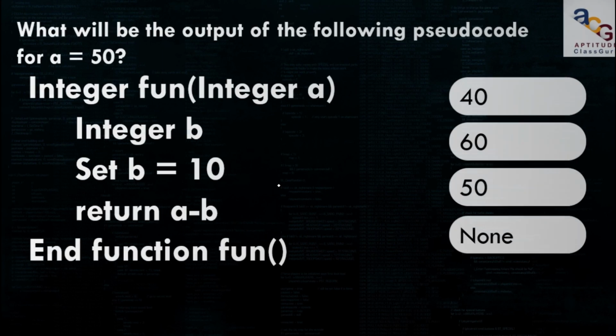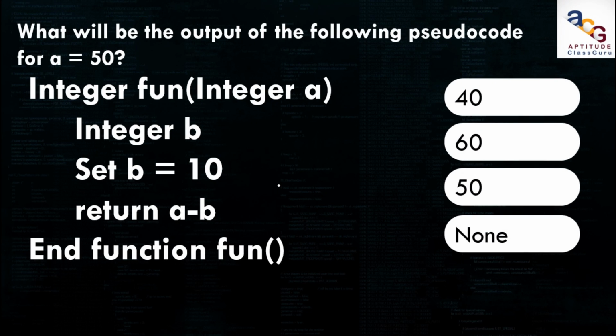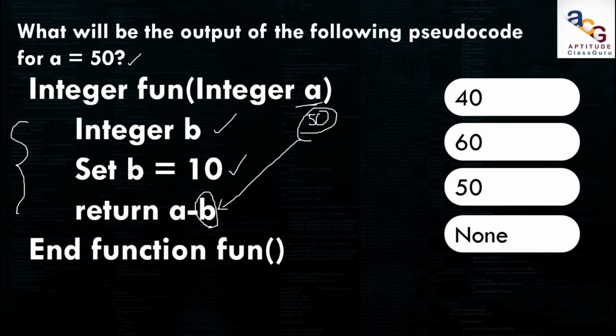Look at the problem. What will be the output of the following pseudocode for a equal to 50? Integer function of integer a, okay, here a value will be 50, and integer b is defined and set to 10, so b value is set to 10. Return a minus b, simply this function returns the value a minus b, right? So what is the value of a? It's 50 and it's returning minus 10. Why? Because b value is 10. So 50 minus 10, simply the answer is 40.